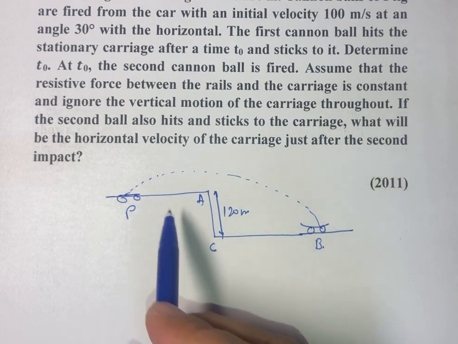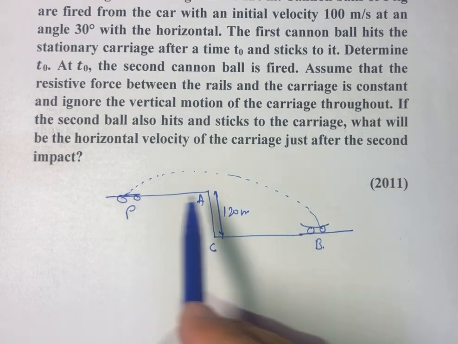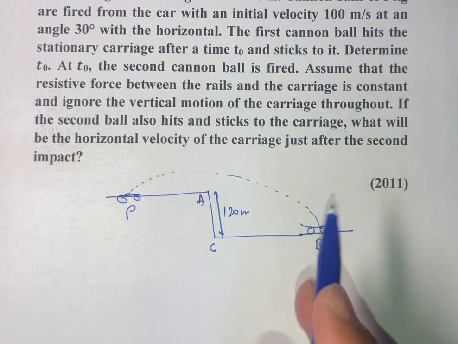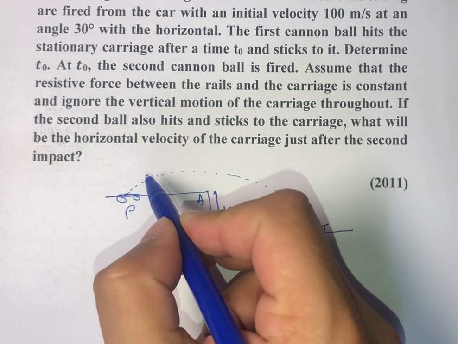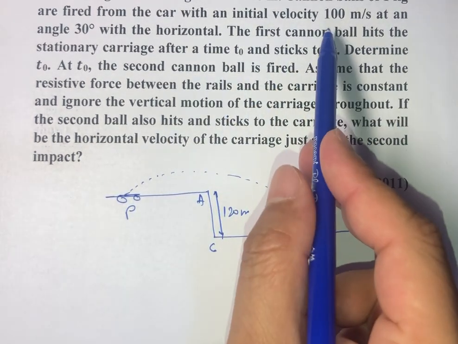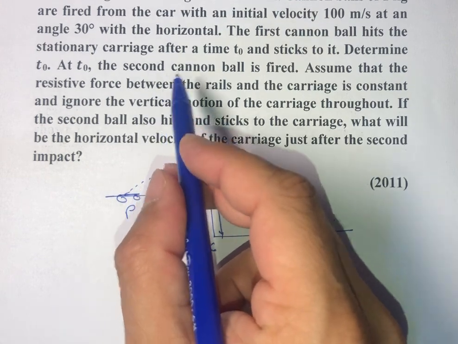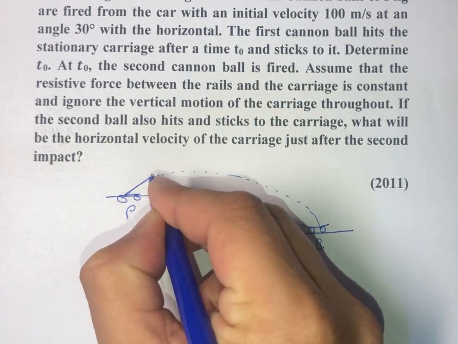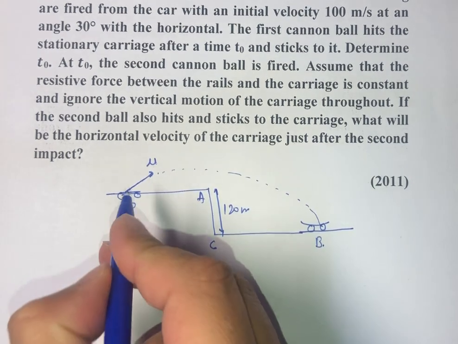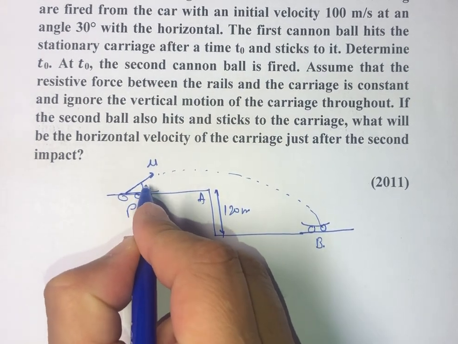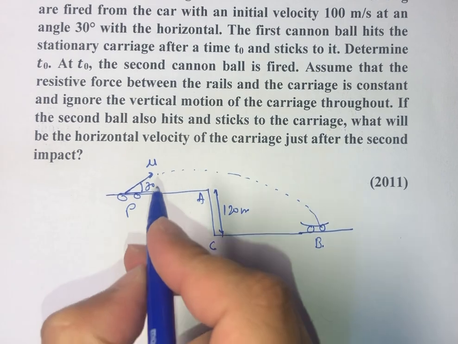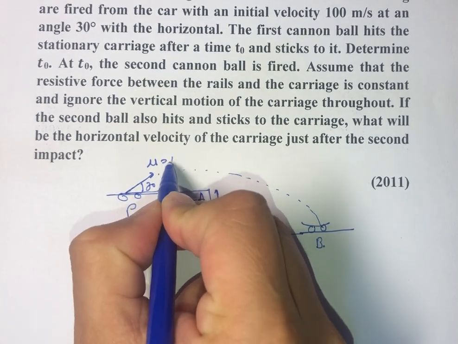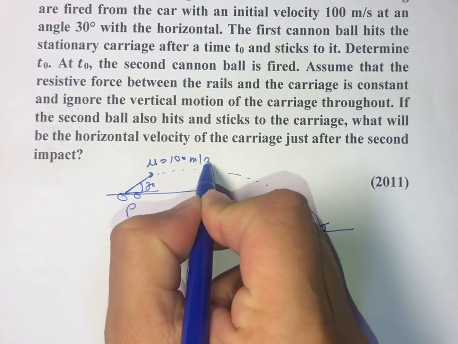So first case, a cannonball is fired from this position such that it sticks to the carriage after time t0. So we are supposed to find out what will be this t0, and it is given that initial speed of that cannonball is 100 meter per second. So this is, let us suppose, u, which is making an angle of 30° with the horizontal, and u is given as 100 meter per second.